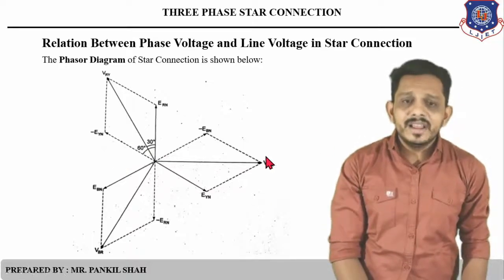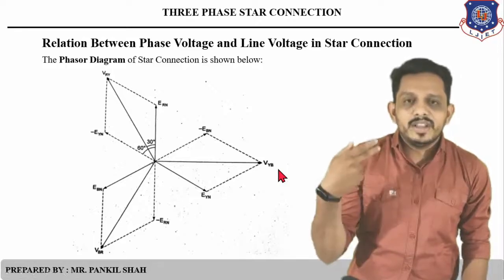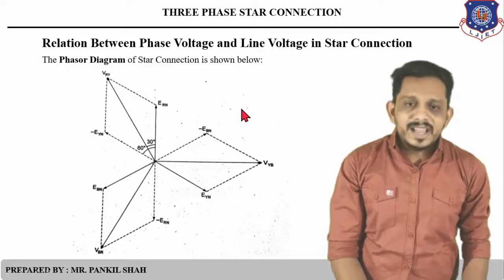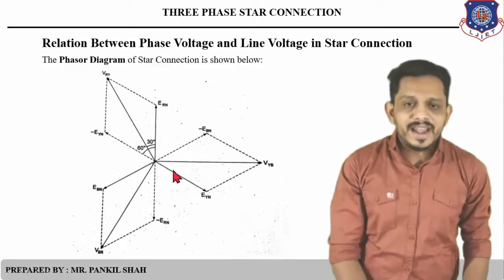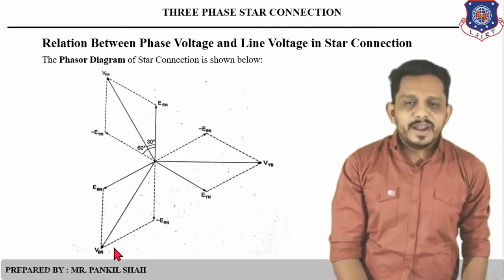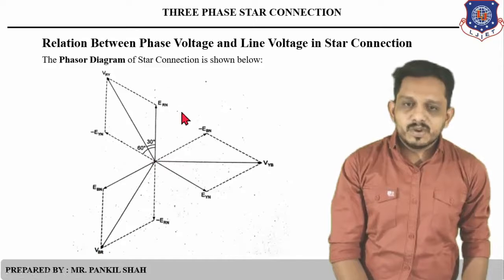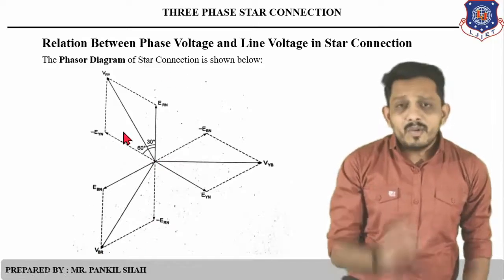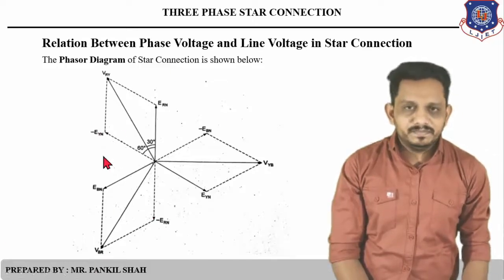And similarly, to find the line voltage YB, that is the line voltage between the Y and B lines, you have to add the phase voltage of Y and the negative of B. And if you want to find the line voltage VBR, then you have to take B as positive and R as negative. So by the parallelogram, you can also find it. Now let's focus on this first parallelogram only.